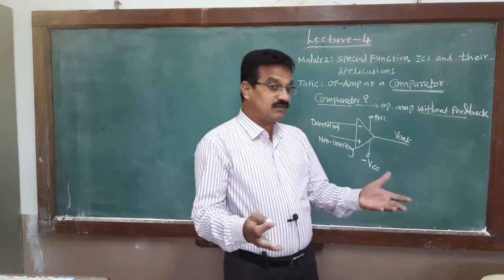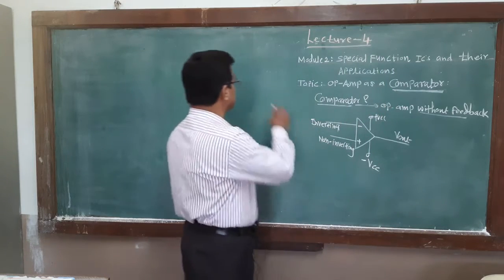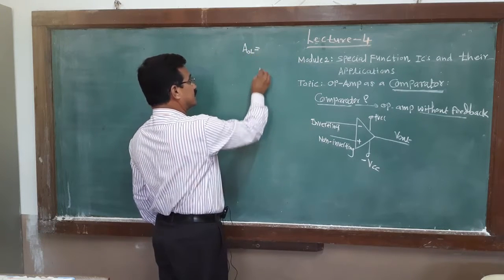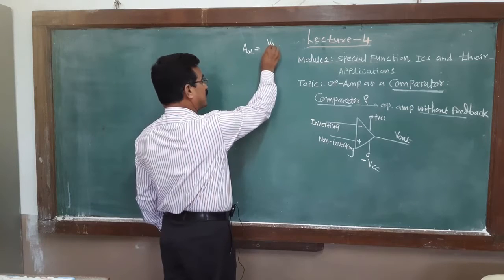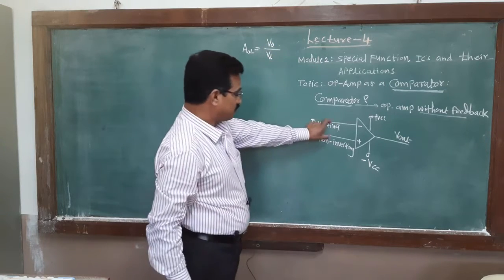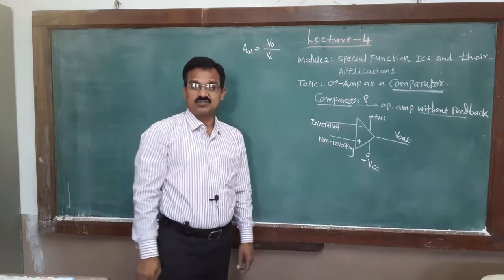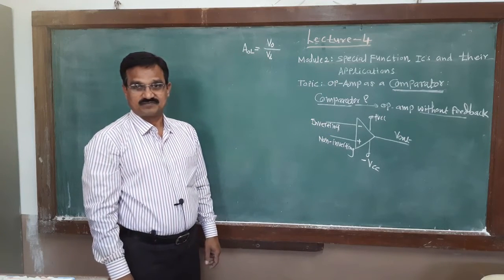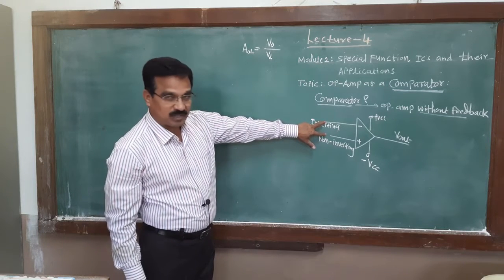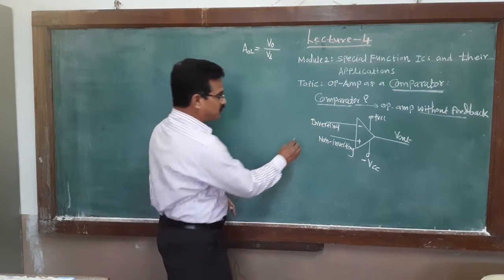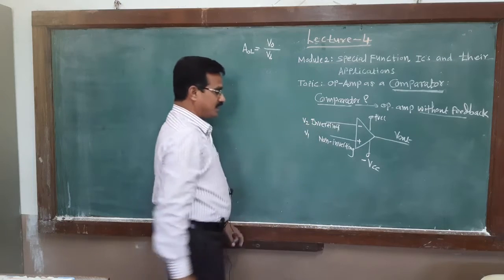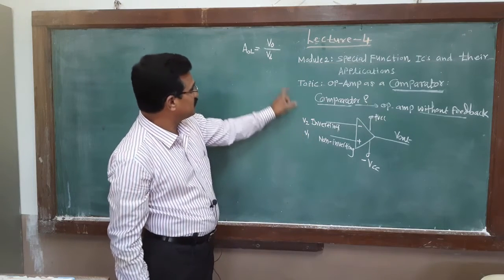And what is the formula for the open loop gain? AOL is equal to output divided by input. Input means VD, the difference of these two voltages. Here are the two input terminals. Suppose the input voltage here is V1 and here is V2. The difference V1 minus V2 is the VD.